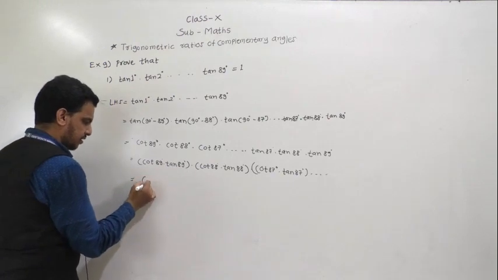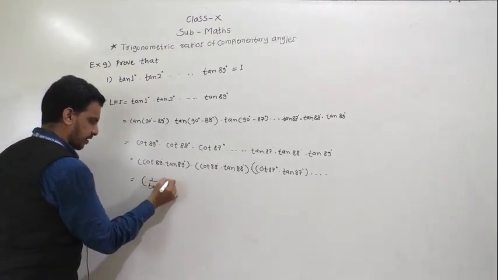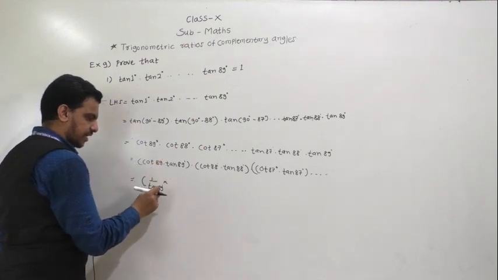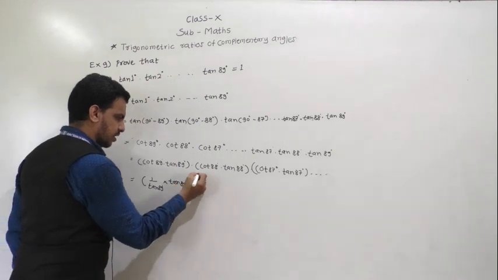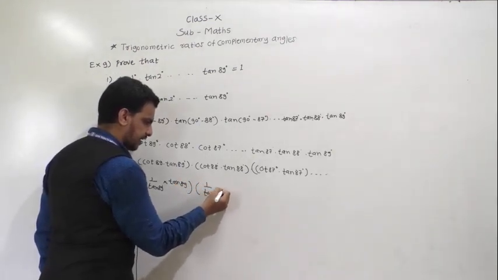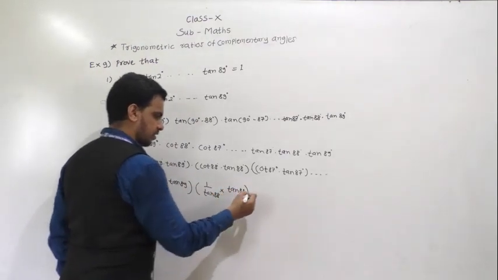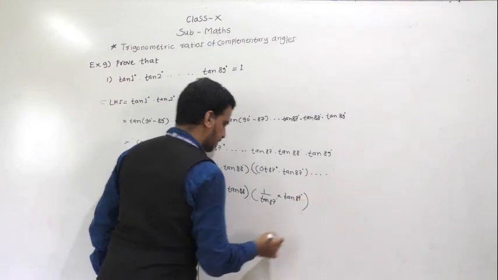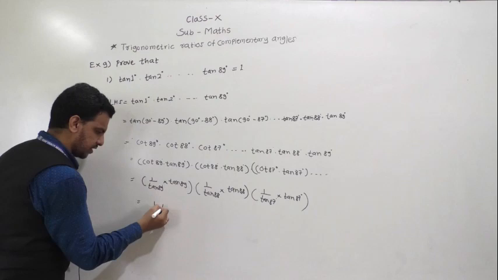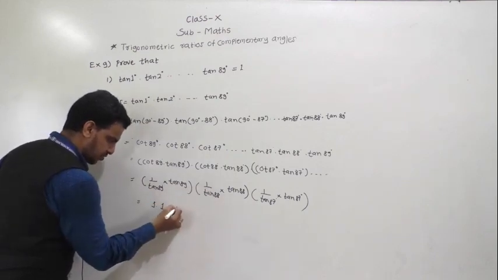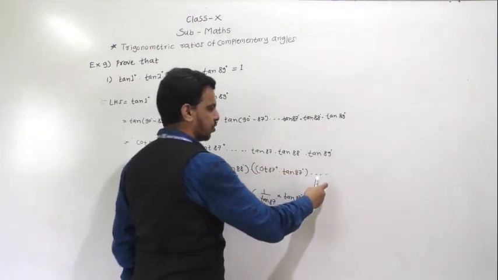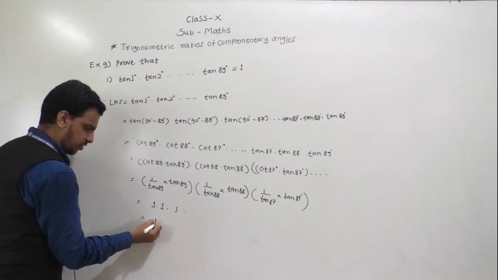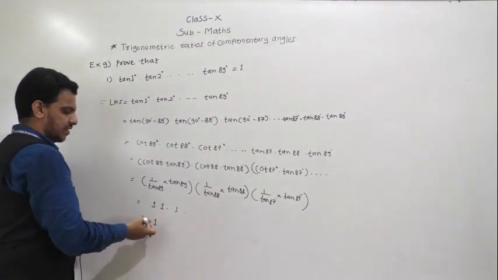Now cot 89, this we can write as 1 upon tan 89, because cot theta and tan theta are reciprocals of each other. So cot 89 we can write as 1 upon tan 89 into tan 89. Similarly, this cot 88, 1 upon tan 88 into this tan 88 as it is. Next, 1 upon tan 87 into this tan 87. Okay, so what remains? Everywhere 1 remains, so 1 into 1 into 1. And in the middle, tan 45 remains, but tan 45 value is 1. So here the multiplication of all these 1s is 1. Okay, so RHS is 1. So we get RHS is 1.